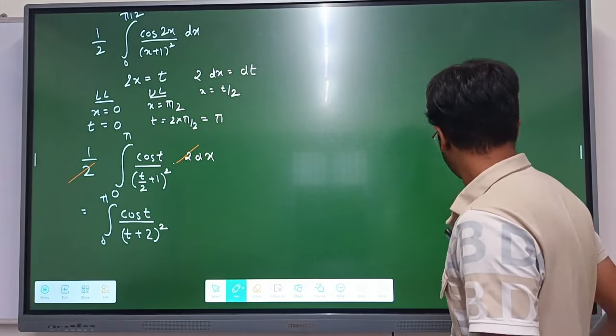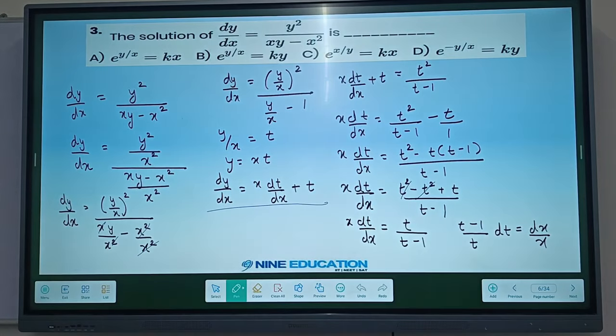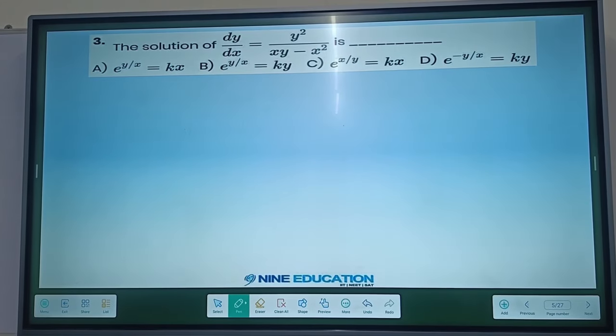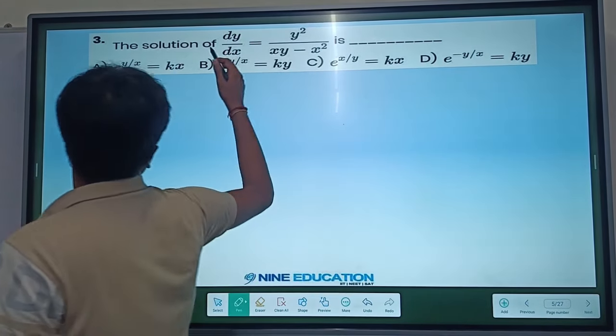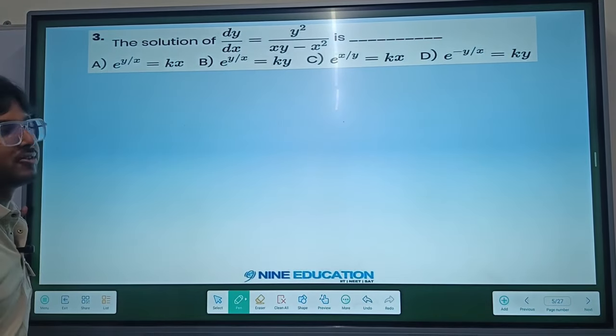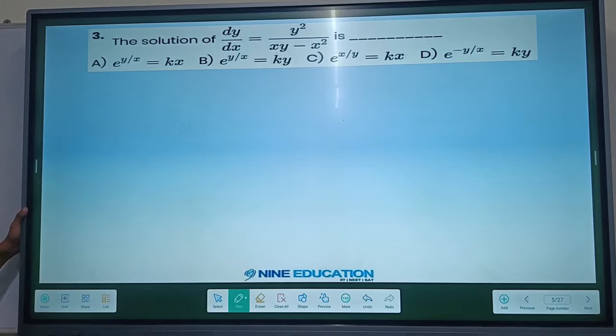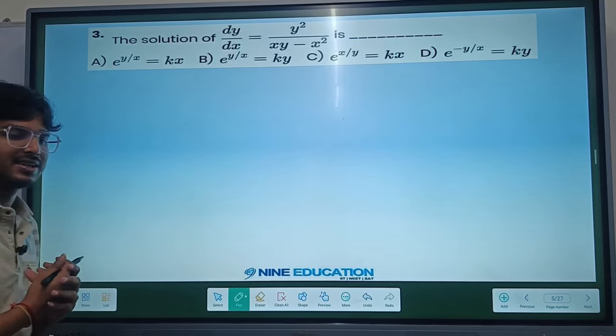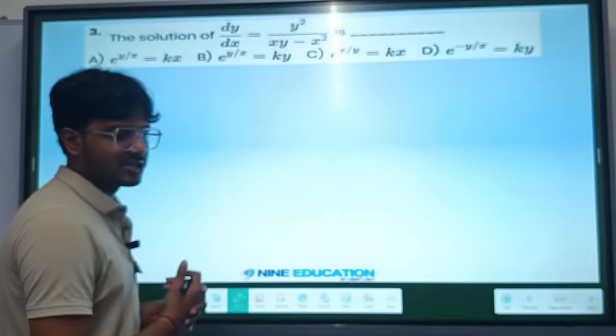Okay, let's move to the next question. Okay, next question on differential equation. We have to find a solution of dy by dx equal to y square divided by (xy minus x square). Now if you notice, it is a homogeneous differential equation.